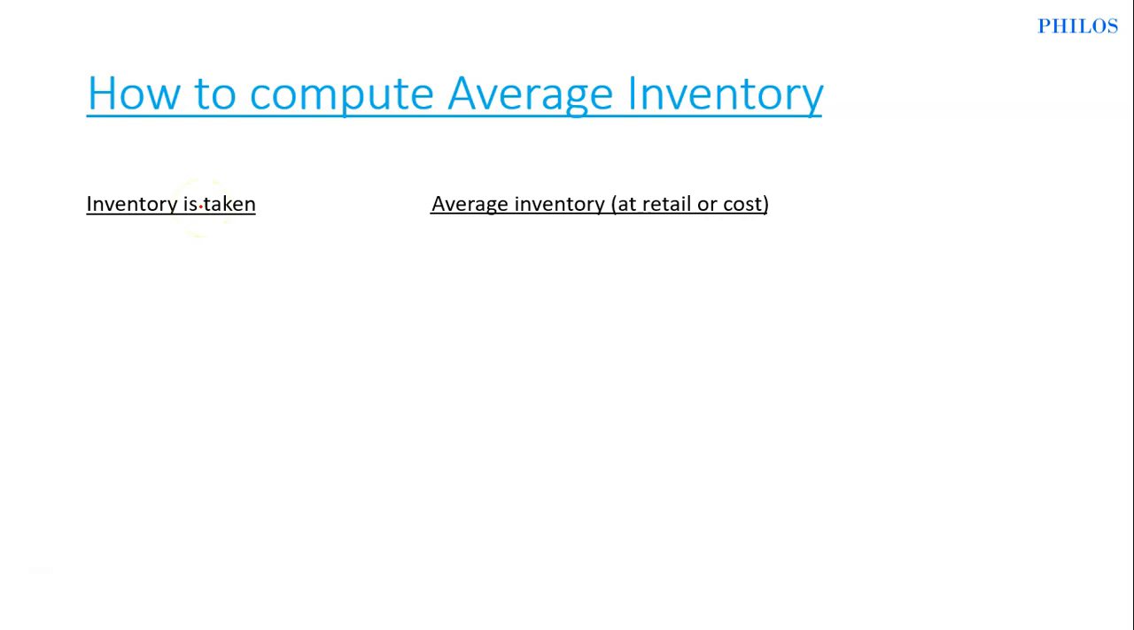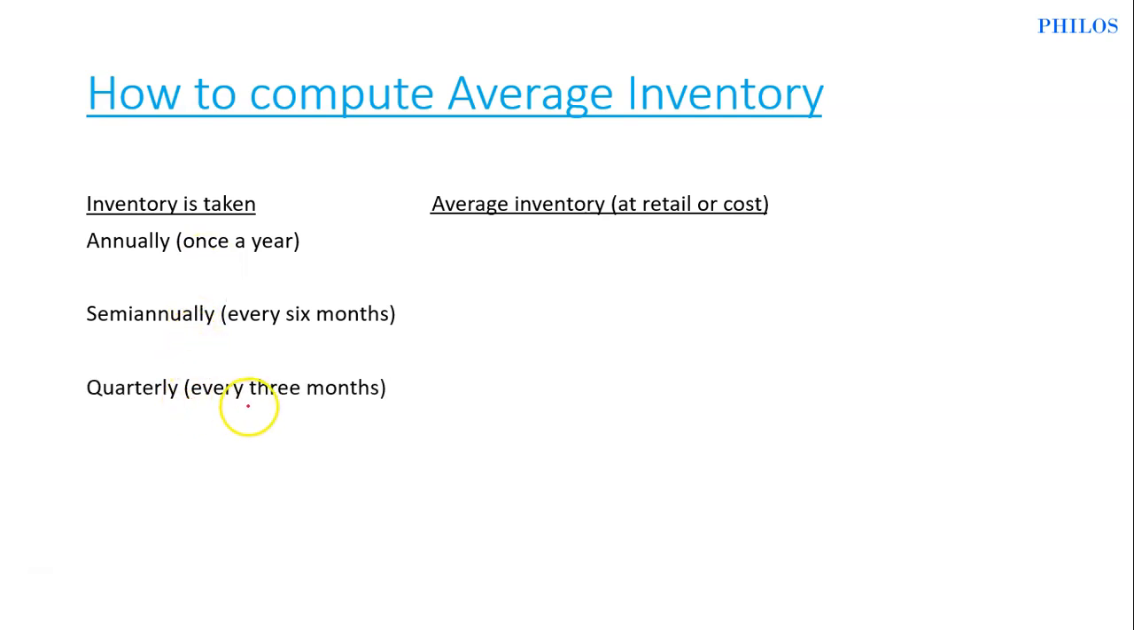Now, to compute average inventory, it can be annually, that's once a year. It can be semi-annually, that's every 6 months. It can also be quarterly, that's every 3 months. And it can also be monthly, that's every month. For annual inventory, the formula for the average inventory is beginning inventory plus ending inventory divided by 2.